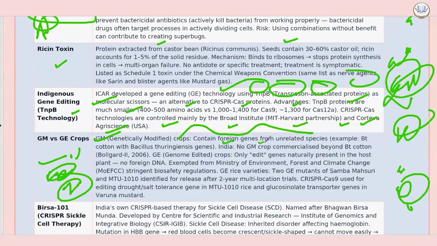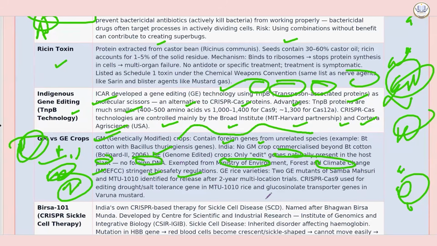In India, no GM crops are commercialized beyond your Bt cotton, which is Bollgard, the bollworm seed guard. Already asked in your PYQs. Genome-edited crops only edit genes naturally present in the host plant. No foreign DNA is involved. It is exempted from the Ministry of Environment, Forest and Climate Change's stringent biosafety regulations.